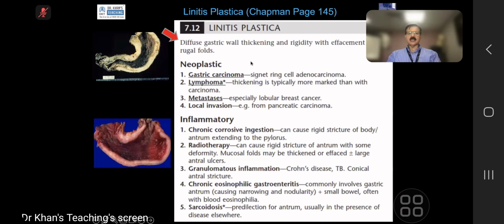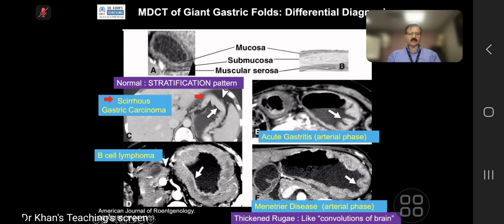Basically, what happens in linitis plastica is that there is a diffuse tumor, submucosal spread of the tumor with fibrosis. It is a serous type of carcinoma. But please remember that there is a differential diagnosis. Gastric carcinoma is the most common. Lymphomas can cause this. Metastasis, particularly breast metastasis, can cause this. And there are some benign conditions which can also be considered in the differential diagnosis. So this is what we are talking about.